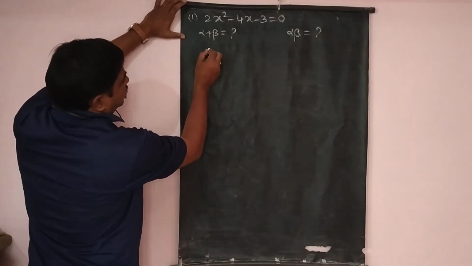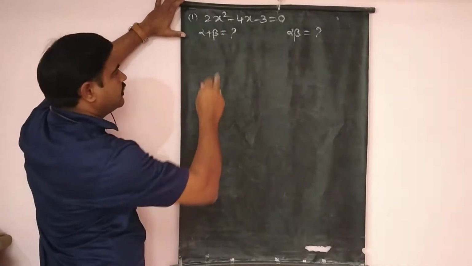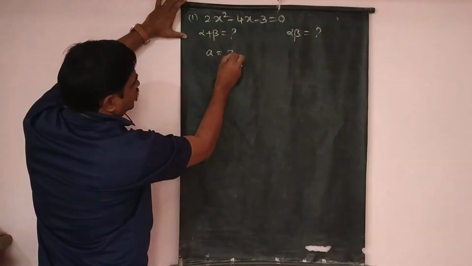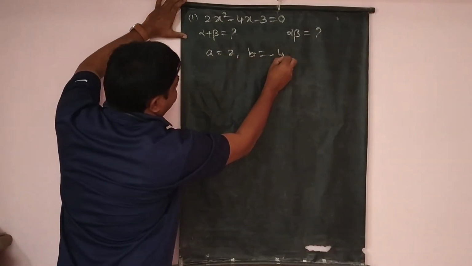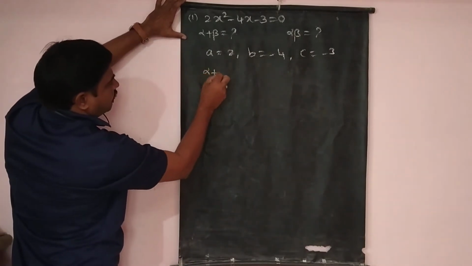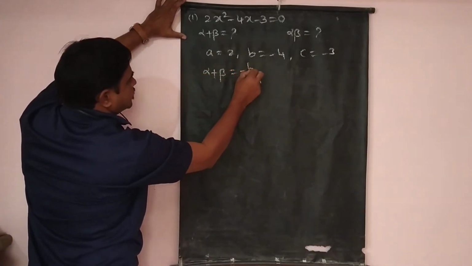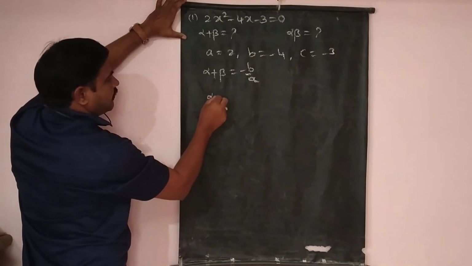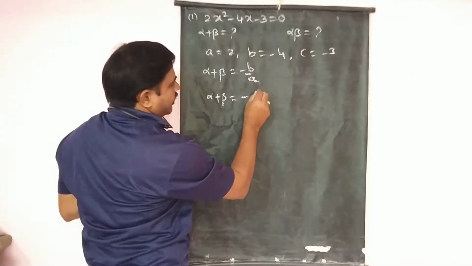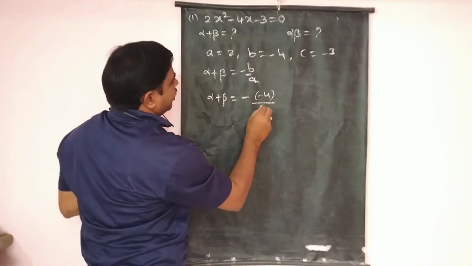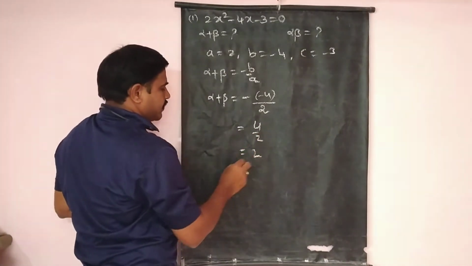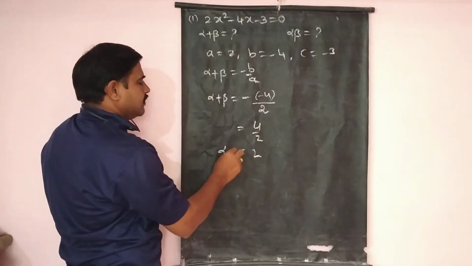Here you know the formula. Before writing the formula, it is in the form ax square plus bx plus c. So a value is 2, b value is minus 4, c value is minus 3. Alpha plus beta is, by the formula, minus b by a. Here alpha plus beta is equal to minus b value, minus 4, so minus of minus 4 by a value 2. Minus into minus is plus, 4 by 2, 2 twos are 4. Alpha plus beta is 2, we get.